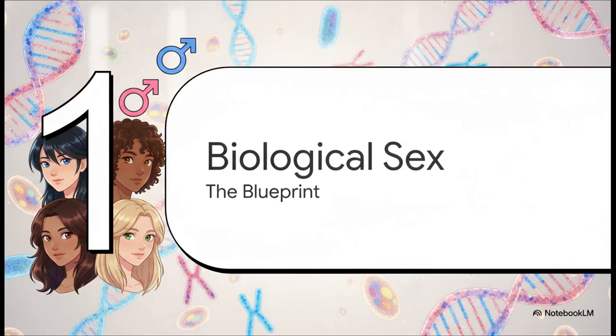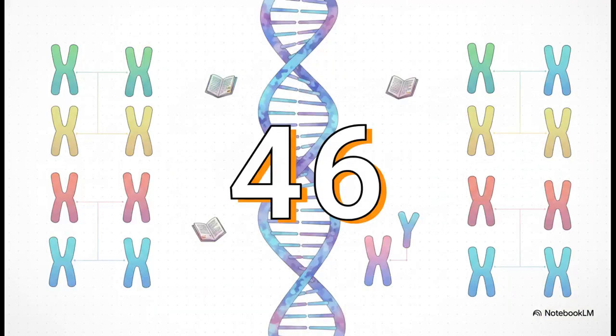All right, Section 1, Determining Biological Sex, the Blueprint. So, before we can really grasp any kind of genetic variation, we absolutely have to know the human baseline. And that baseline, it's 46 chromosomes. You can think of these as the 46 chapters of your biological instruction manual. They're arranged neatly in 23 pairs.